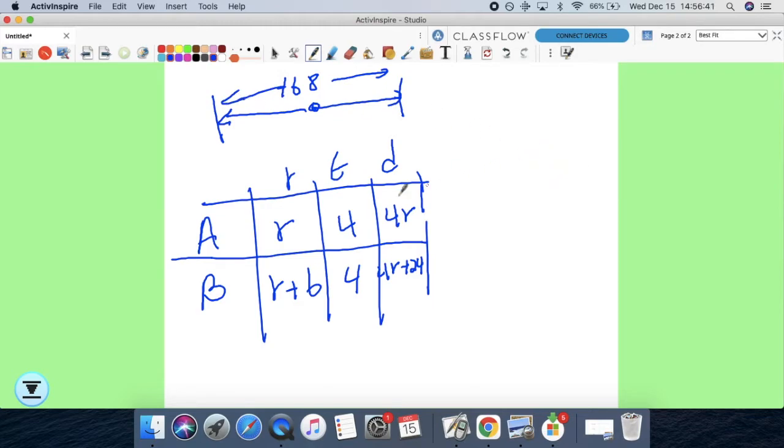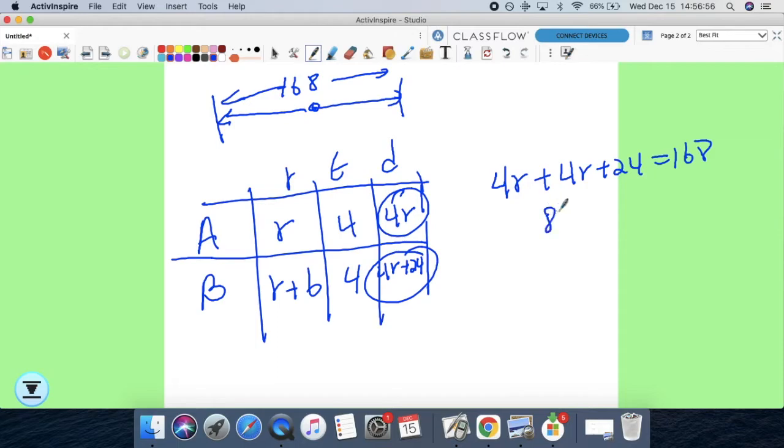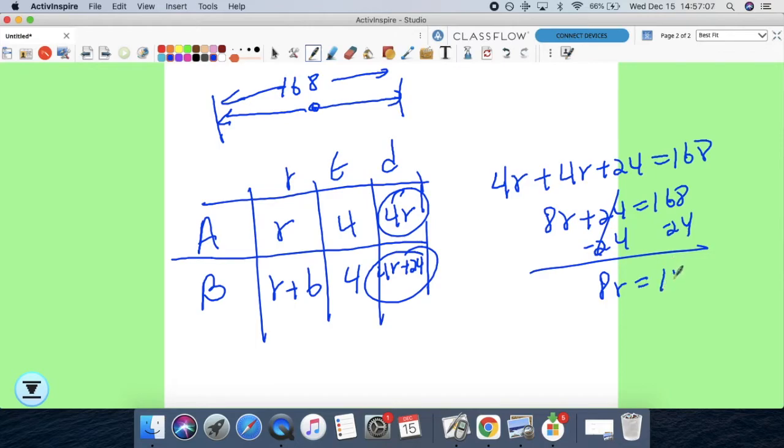So I can write that the distance of train A, which is this one, plus the distance of train B, which is this one, equals 168. So that's my equation. 4r plus 4r plus 24 equals 168, so 8r plus 24 equals 168. Subtract both sides by 24. We get 8r equals 144, I think. Divide both sides by 8.